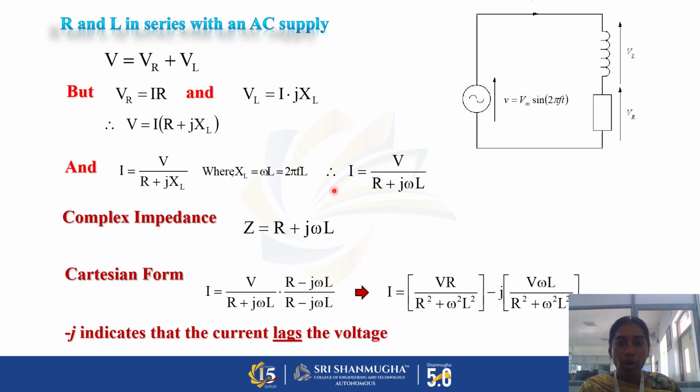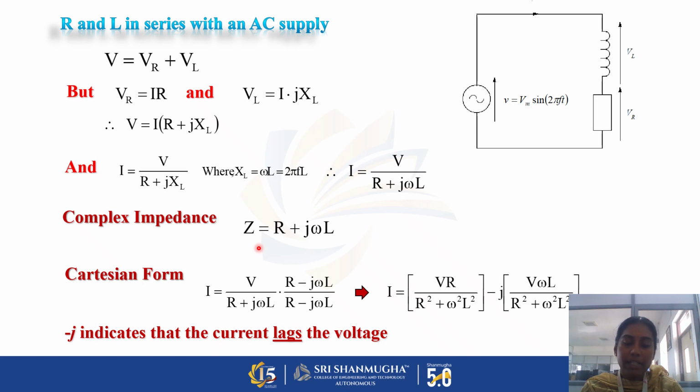Now we are having the combination AC circuits. Combination means a resistor and an inductor are connected in series with the supply. So the voltage V is equal to VR plus VL. VR is equal to I into R, but VL is equal to I into j XL. So the total voltage V is equal to I, taking it commonly outside, R plus jXL, and the current I is equal to V divided by R plus j XL.